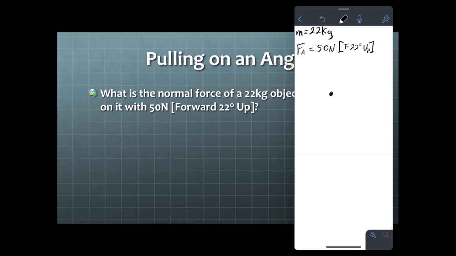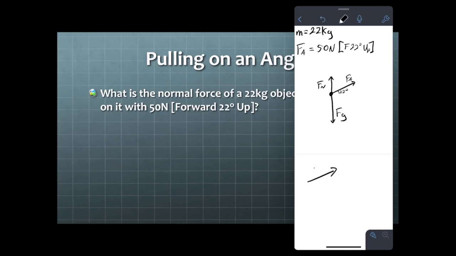In our free body diagram, we have our gravity pulling us down, we have our normal force pulling us up, and we also have an applied force pulling up at an angle. This angle is forward 22 degrees up. Much like how you may have seen with projectiles in the past, a two-dimensional question is difficult in physics, so we will break this two-dimensional force into its component pieces.